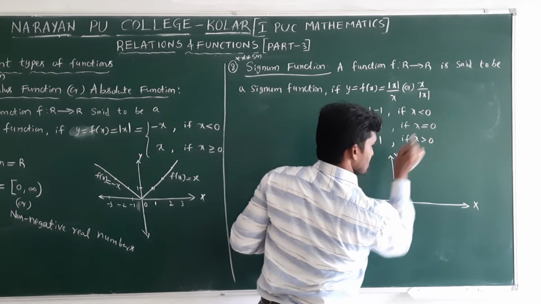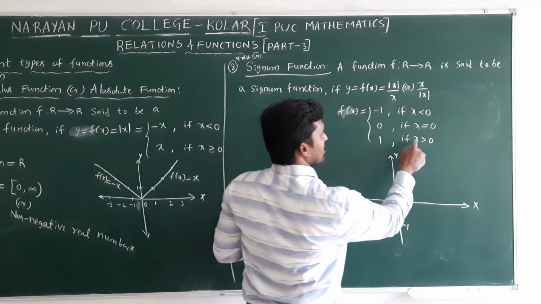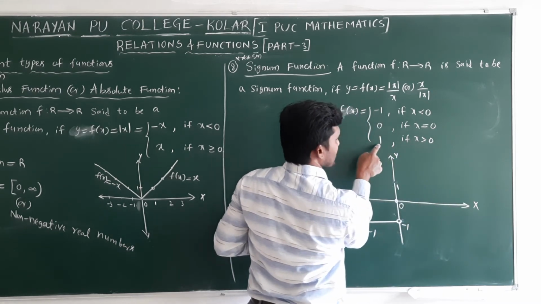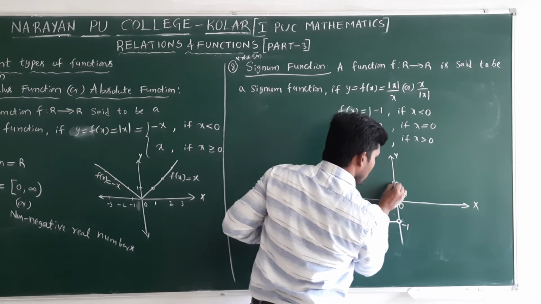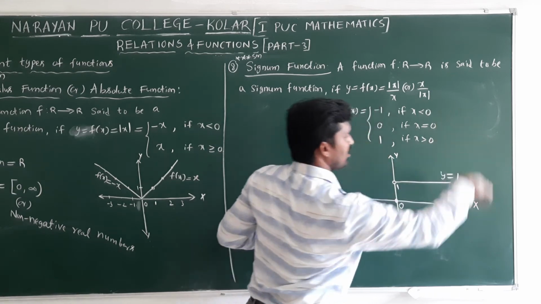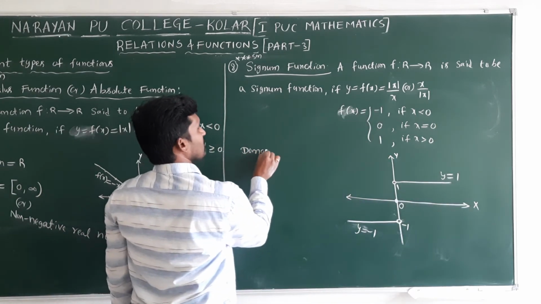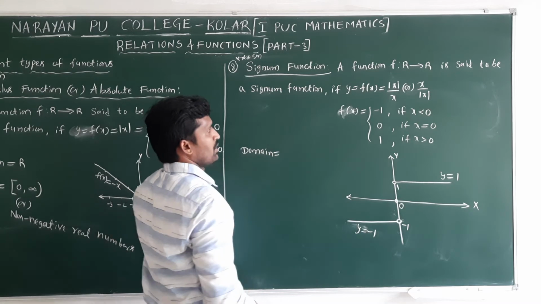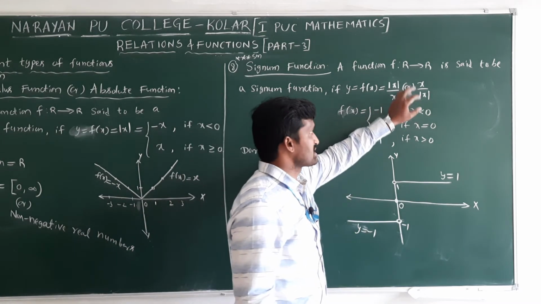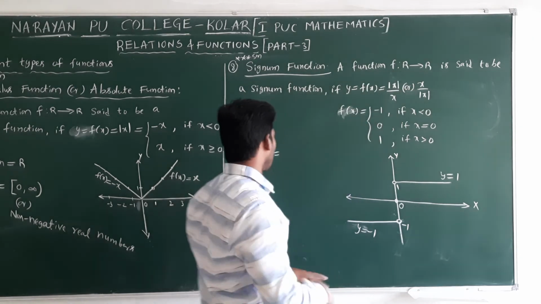Where exactly is x greater than 0? Which side? Right side. For all x greater than 0, what is the f of x value? 1. Here also open circle, right side. This is y equal to 1. Coming to domain. You can write this also, but this is the actual nature of this signum function. This is a simplified form you can take.